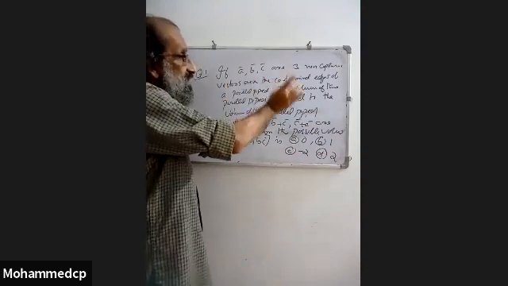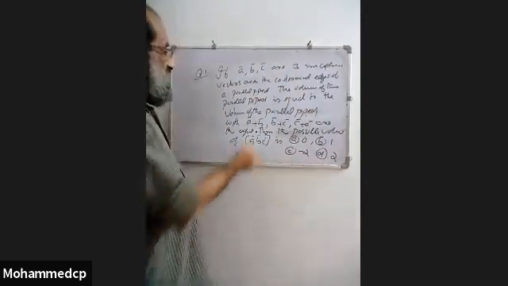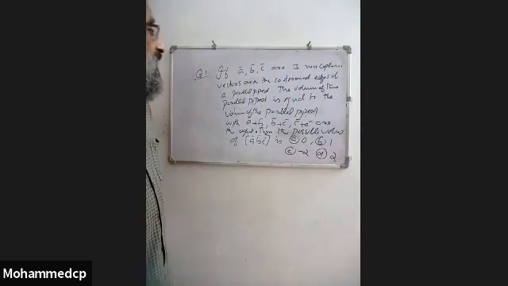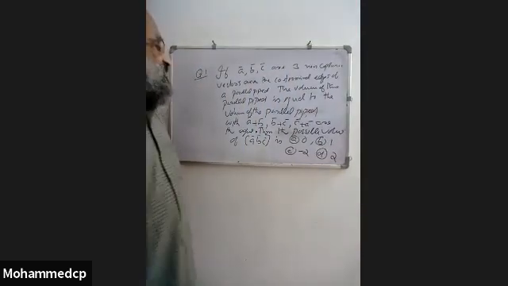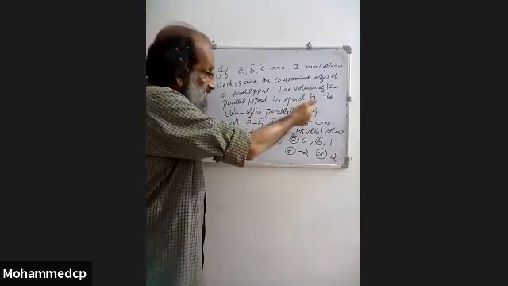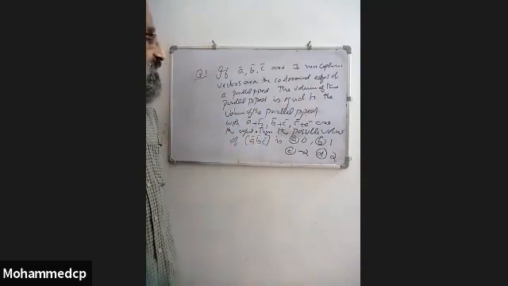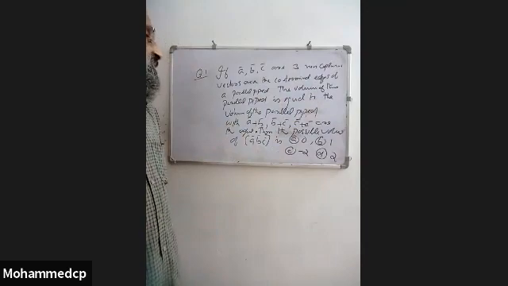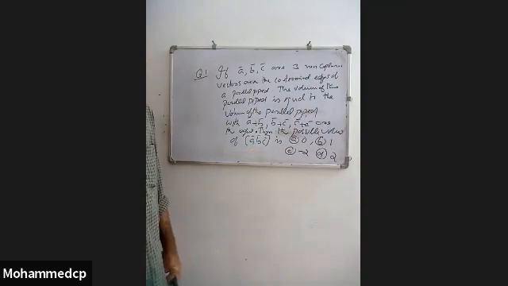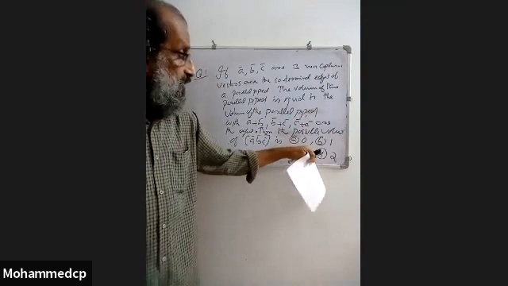A, B, C are three non-coplanar vectors, and moreover they are the coterminal edges of a parallelepiped. The volume of the parallelepiped is equal to the volume of another parallelepiped whose coterminal edges are A plus B, B plus C, C plus A. Then the possible value of box ABC: option A 0, option B 1, option C minus 2, option D plus 2.